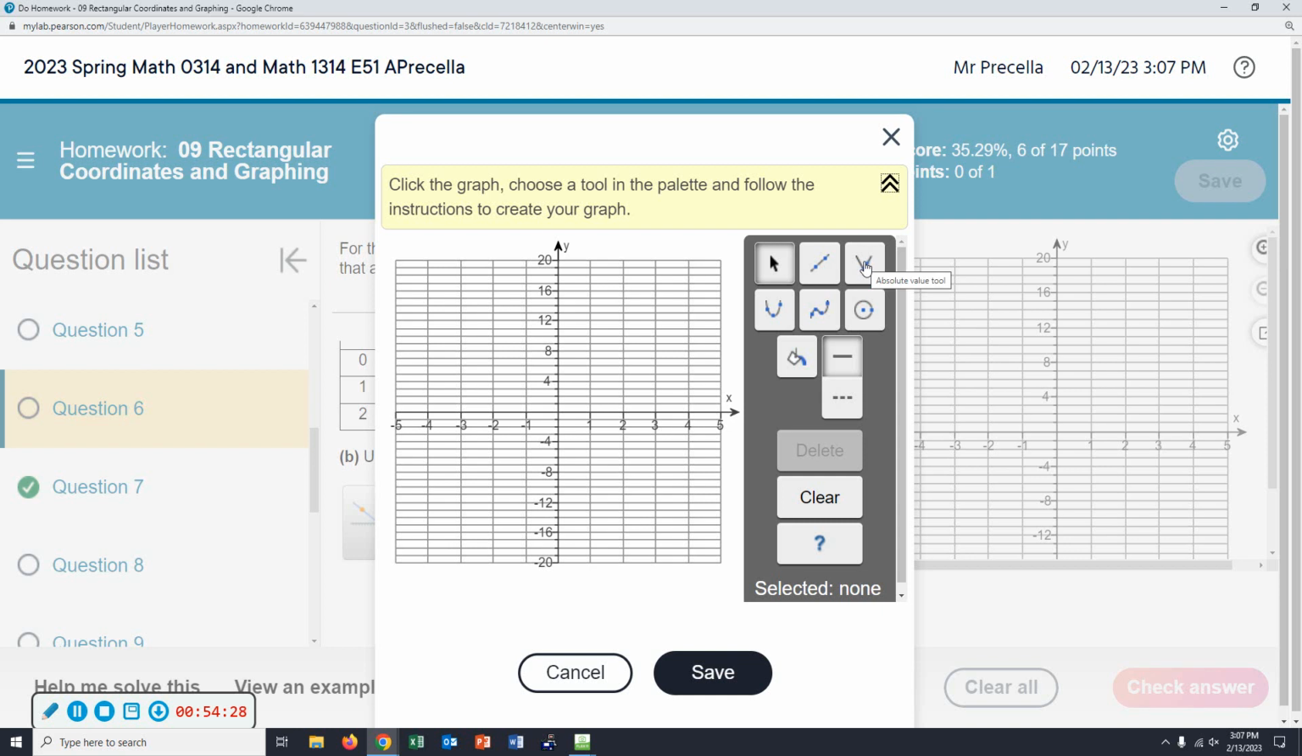Not an absolute value tool because there are no absolute value bars anywhere there. It's not a 3-point quadratic because we have 4 points, not 3. It's not quadratic because there's an x cube. Look at the name of this one right here. 4-point cubic. Do you think that's the one we're going to use?